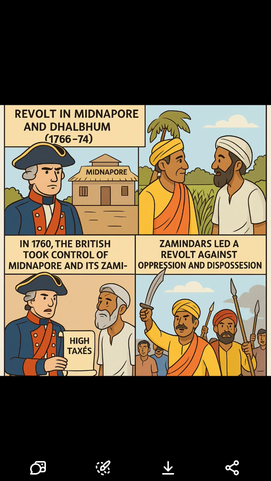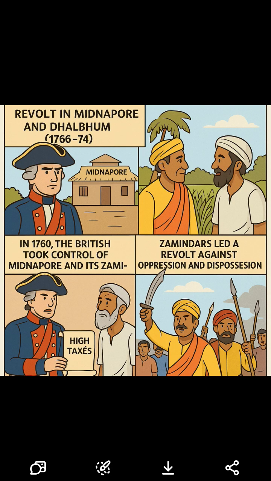5. Repression of zamindars in Jungle Mahals. The zamindars from tribal and forest areas, like Dalbhum, Panchet, Karnagarh, and others, were seen as rebellious. The British punished them by taking away their land and power. By the early 1800s, many had been dispossessed.